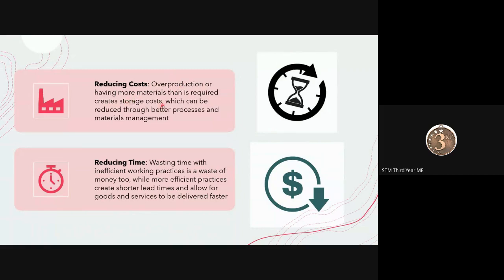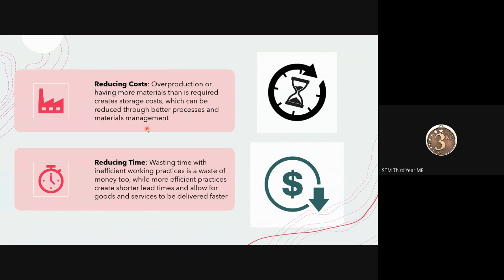So inventory storage cost will be incurred, which can be reduced through better processes and material management. This means implementing an agility technique along with producing the least amount of product needed to keep the demand alive. That is what is done in lean manufacturing.